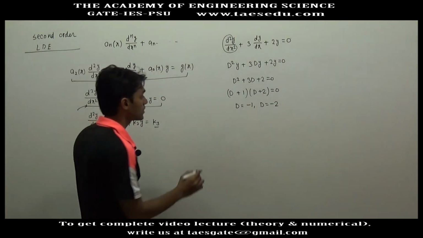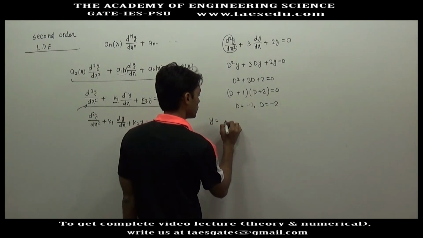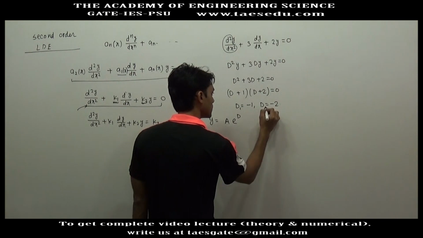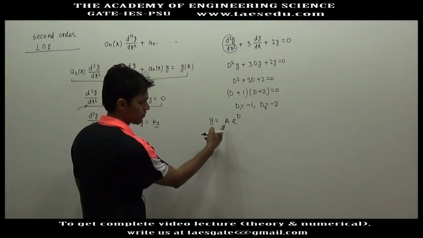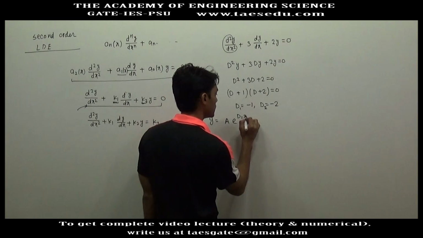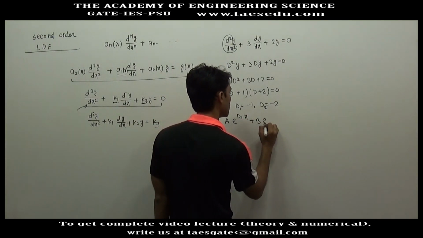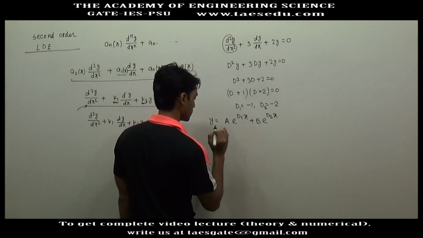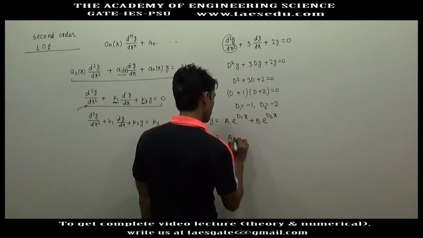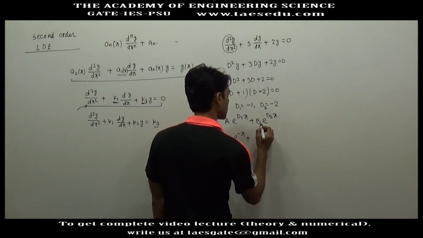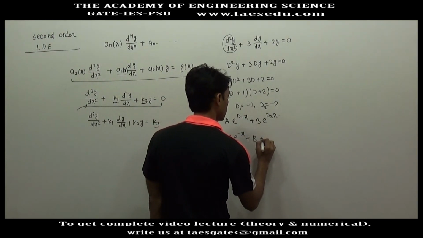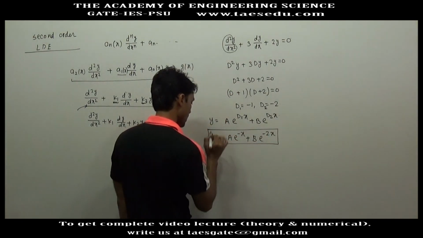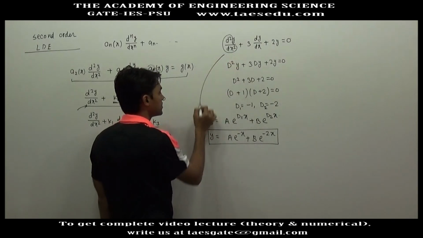So here the general solution will be y equal to one constant into e to power D1x plus another constant into e to power D2x, where this is D1 and this is D2. So here we will have y equal to a into e to power minus x plus b into e to power minus 2x. This will give you the family of solutions for this differential equation.